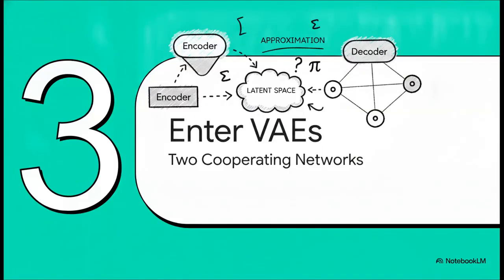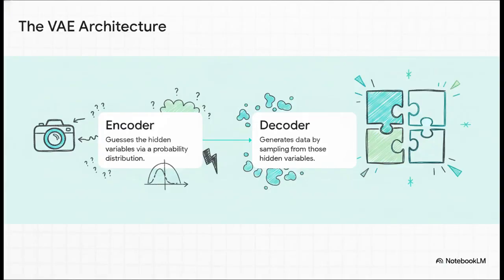Enter variational autoencoders. How do you bypass a math problem that's essentially impossible to solve? Well, you use an approximation. The sheer genius of the VAE is that it splits the problem into two cooperating neural networks. Step 1 is the encoder, which we also call the recognition model. When you feed it an image, it doesn't give you one single absolute answer about the hidden variables. Instead, it outputs a probability distribution. It's basically making a really highly educated guess about the latent factors that might have created that image.